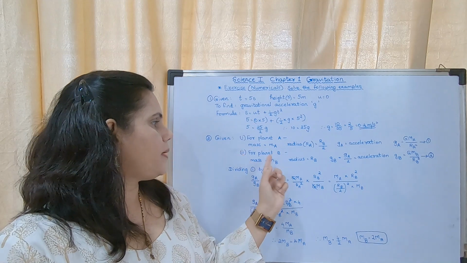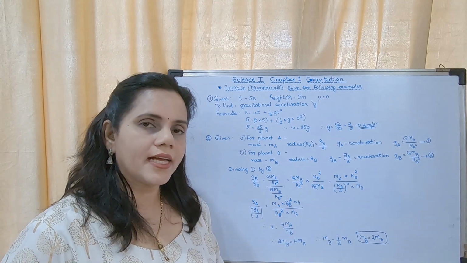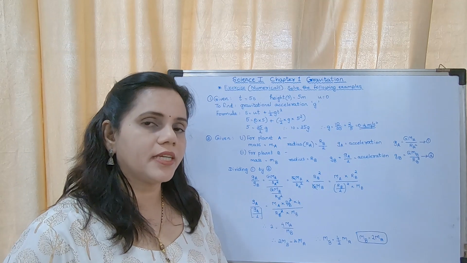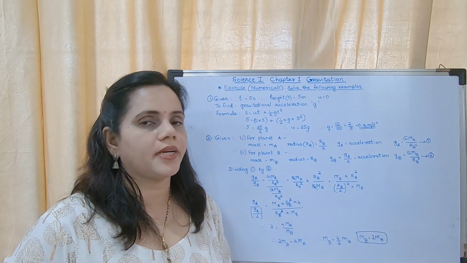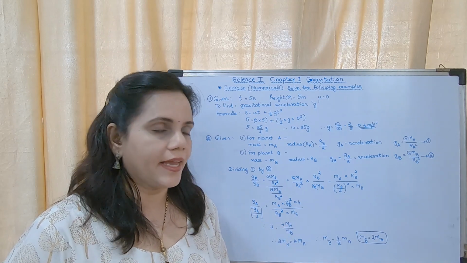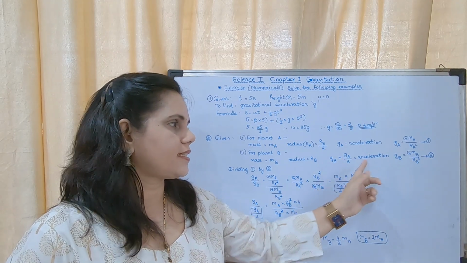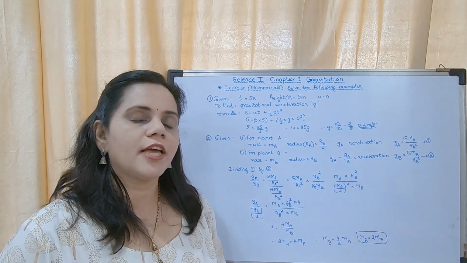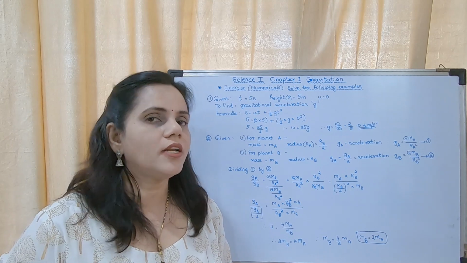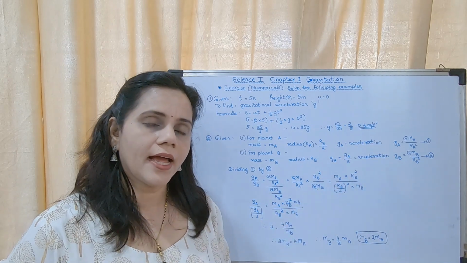Now for planet B, mass we may take it as mb, radius we may take it as rb, and gb is equal to ga upon 2, which has been given. In the question, there is a statement that acceleration due to gravity on B is half of that on A. So gb is equal to ga upon 2. This is acceleration. gb is equal to G mb upon rb square, because the equation is g is equal to GM upon r square. Okay, so these are the two equations, 1 and 2.